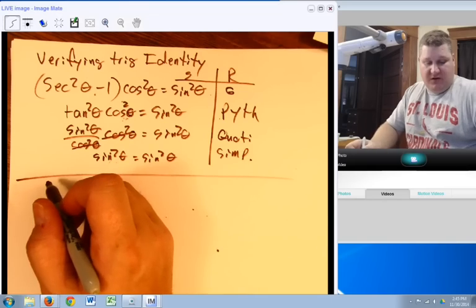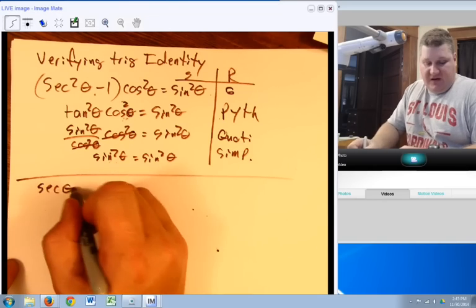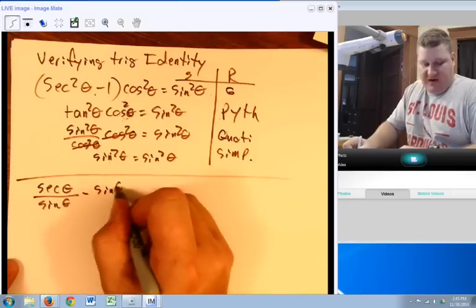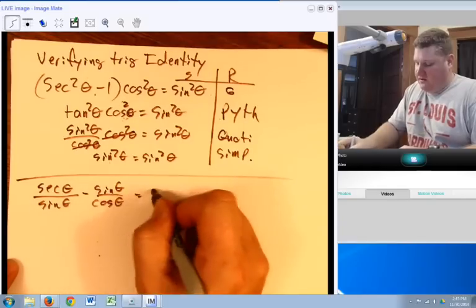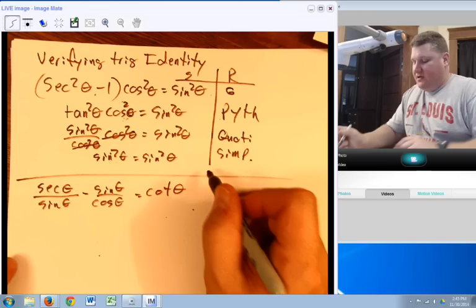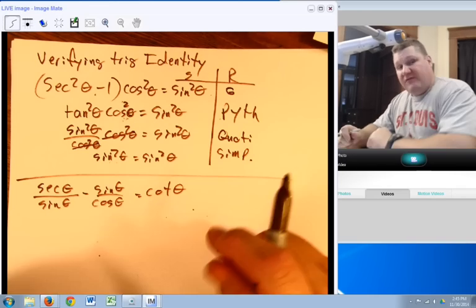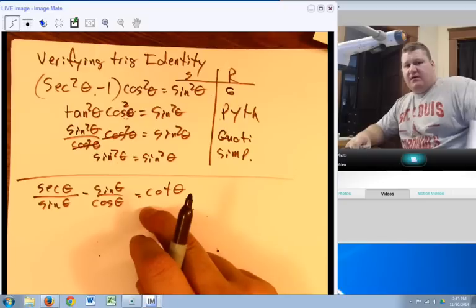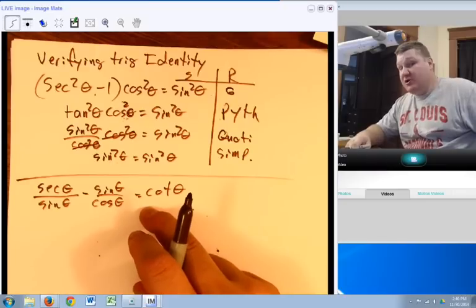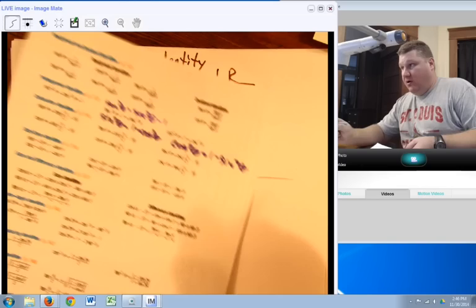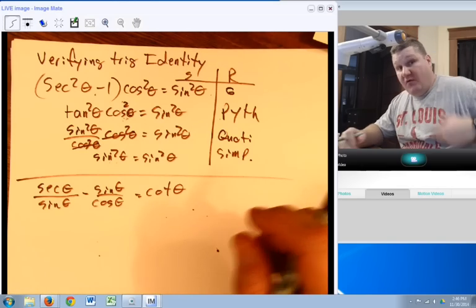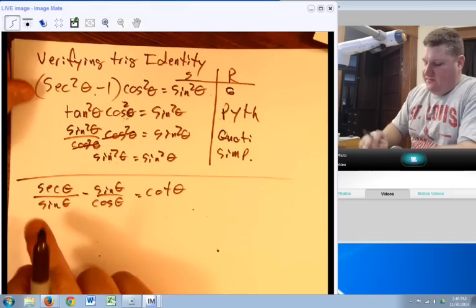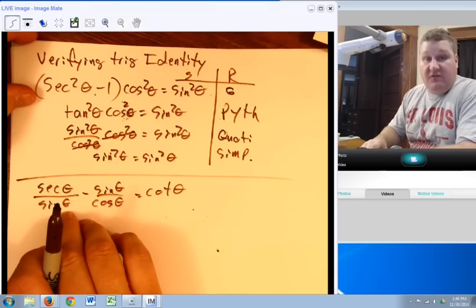The second one, let's go with secant theta over sine theta minus sine theta over cosine theta equals cotangent theta. Now, it's verifying trig identity because this is a trig identity. It's just not one that's so common that we need to memorize. If we memorize only a few key trig identities, that allows us to solve way more trig problems than we would otherwise. All right, at this point, this is obviously the more complicated side, so let's start there.